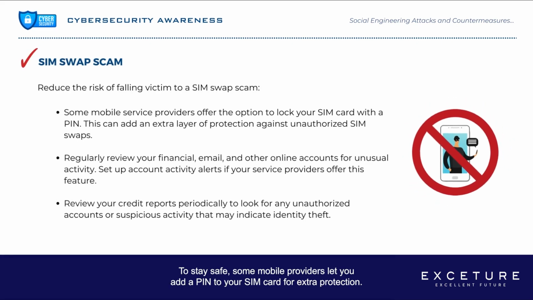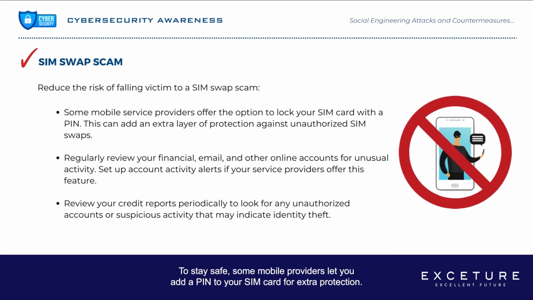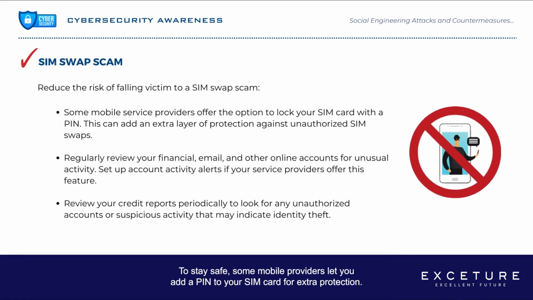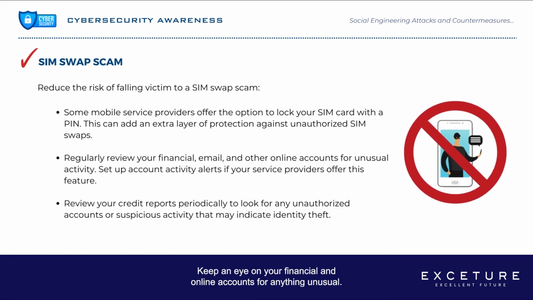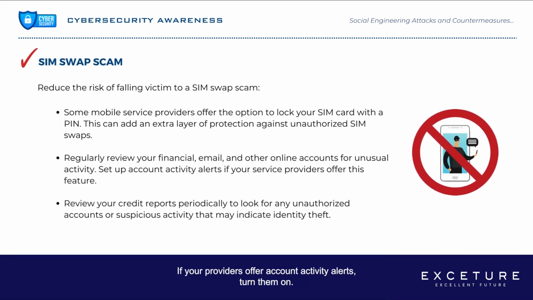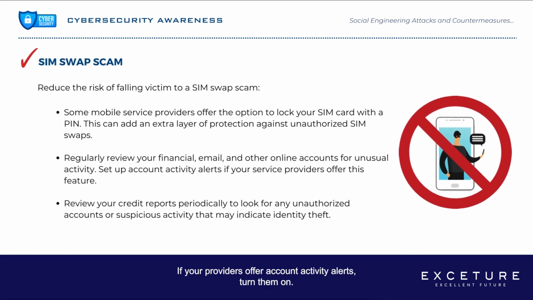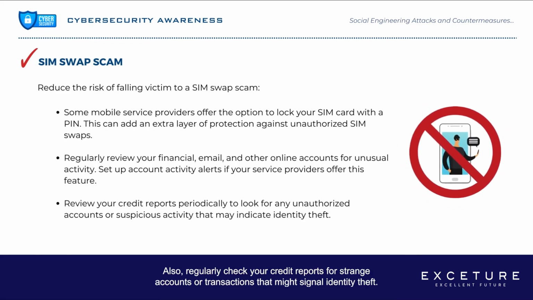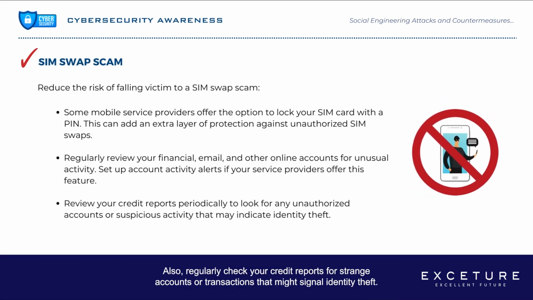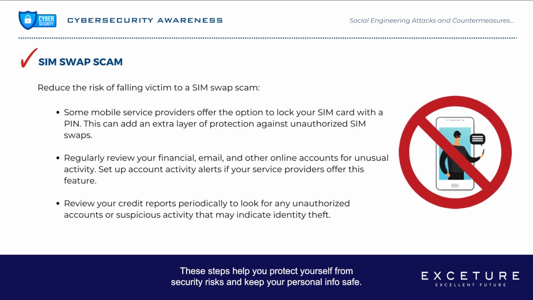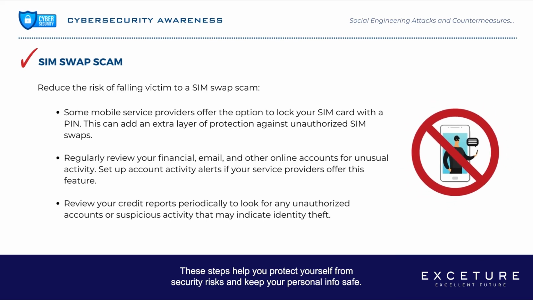To stay safe, some mobile providers let you add a PIN to your SIM card for extra protection. Keep an eye on your financial and online accounts for anything unusual. If your providers offer account activity alerts, turn them on. Also, regularly check your credit reports for strange accounts or transactions that might signal identity theft. These steps help you protect yourself from security risks and keep your personal info safe.